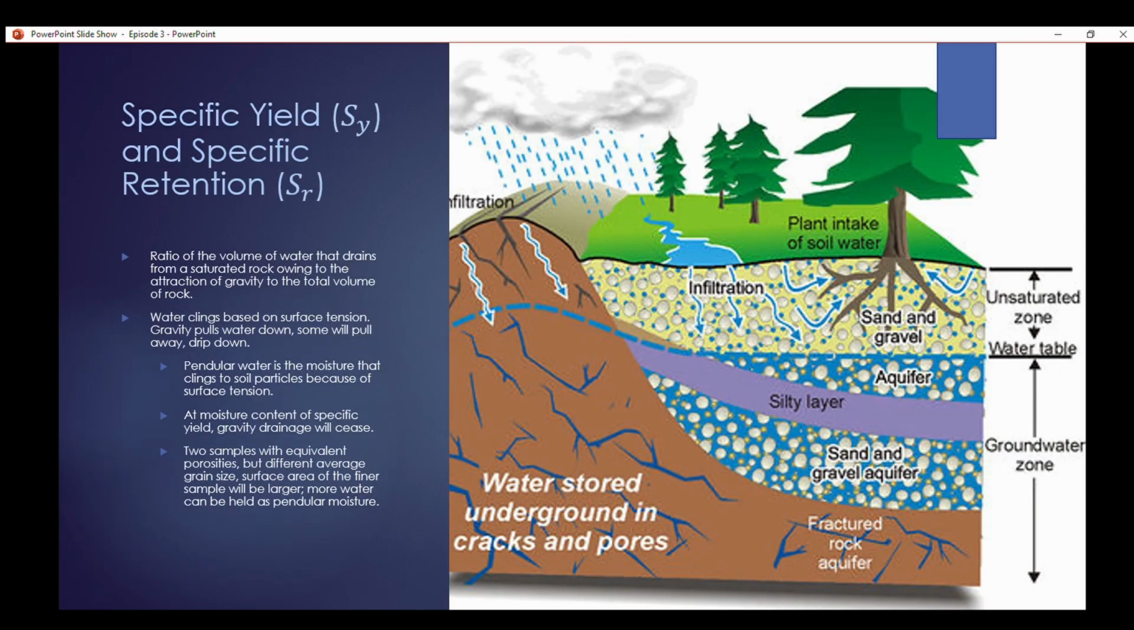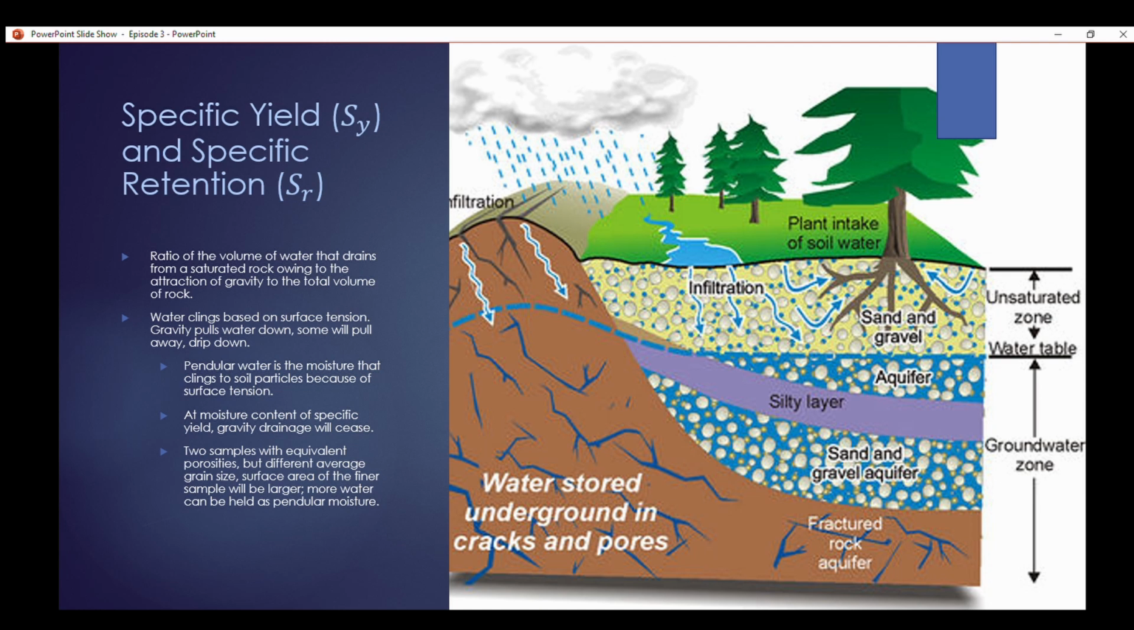Okay, so specific yield, or SY, and specific retention. So specific yield is the ratio of the volume of water that drains from a saturated rock owing to the attraction of gravity to the total volume of the rock. So basically, you have an aquifer that's saturated, and the water that's leaving to, say, another aquifer, that would be your specific yield.